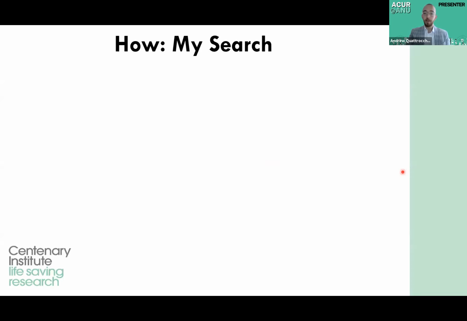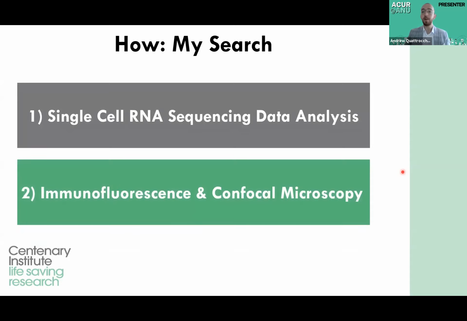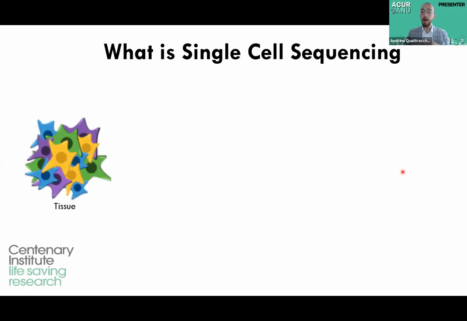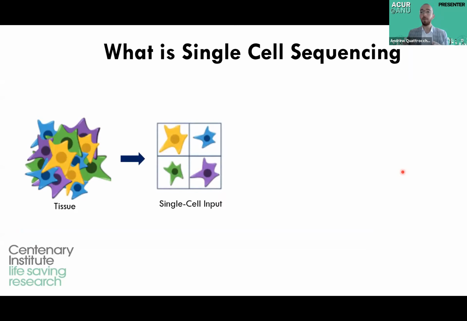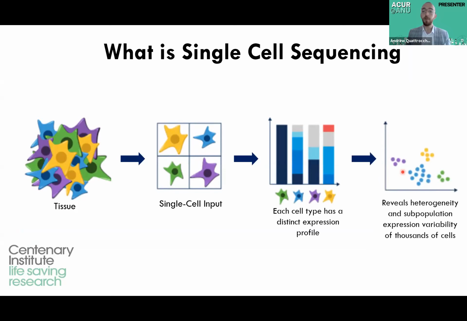So what I first did was I went to the literature and looked at data that was available from single-cell RNA sequencing in both mice and humans. I then conducted my own immunofluorescence and confocal microscopy study. So what is single-cell sequencing? Single-cell RNA sequencing provides you with gene expression data at the level of individual single cells. So what you need to do is get your sample into a single-cell input. This allows you to precisely determine the different cell types and subtypes in your sample. The reason why this is so powerful is it reveals the heterogeneity within these subtypes rather than the gene expression of the tissue as a whole.